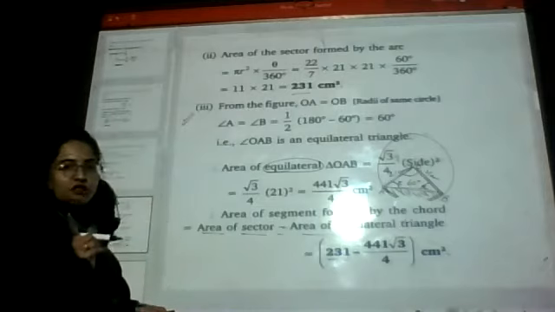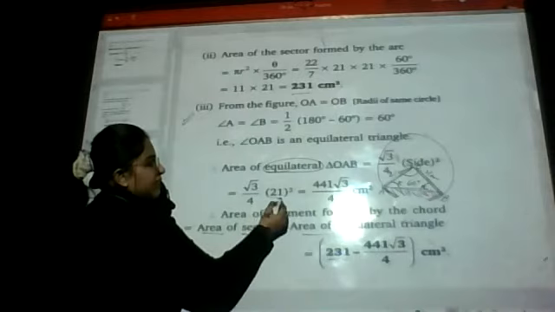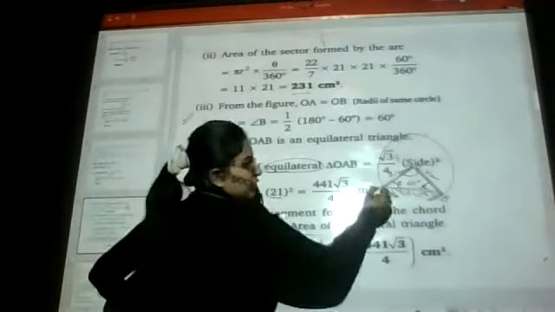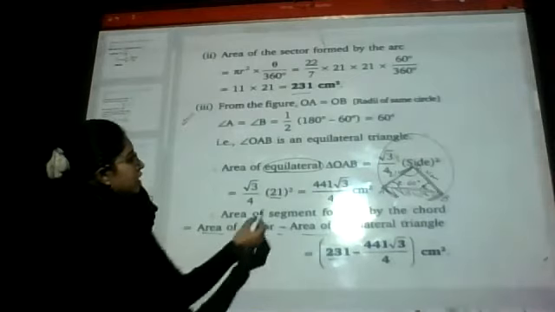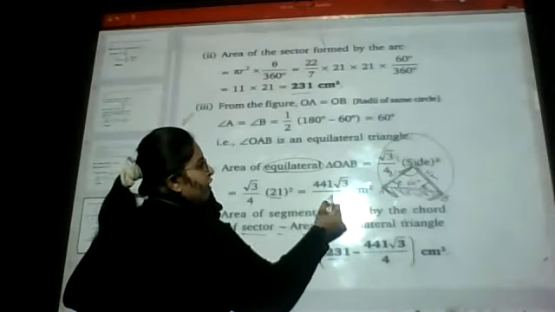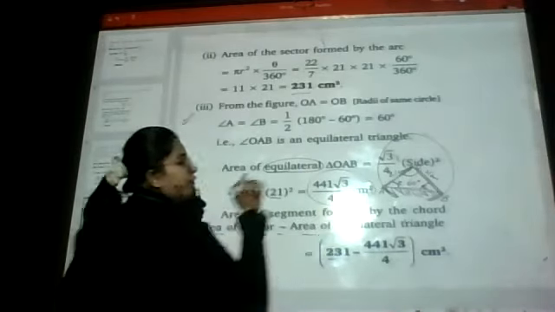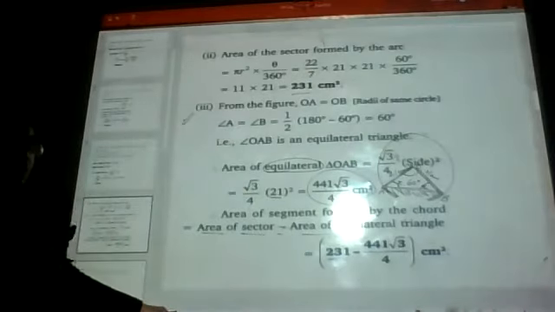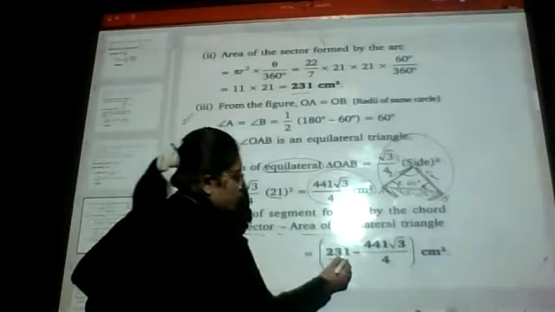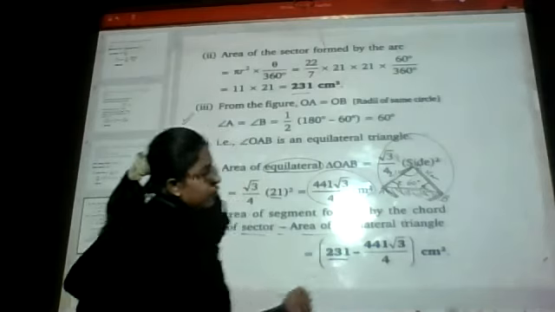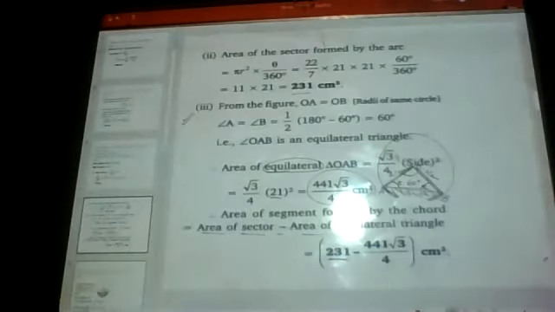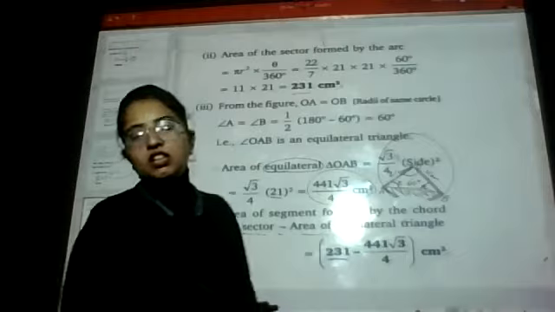This is the formula for area of equilateral triangle: root 3 by 4 times side squared. Side is 21. Side means radius. This one is 21, it is given to you. So when you solve this, 441 root 3 by 4 would be the area of the equilateral triangle. And you have to subtract: 231 minus the area of the equilateral triangle would be the area of segment of the circle. Okay, this was the area of segment of the circle.